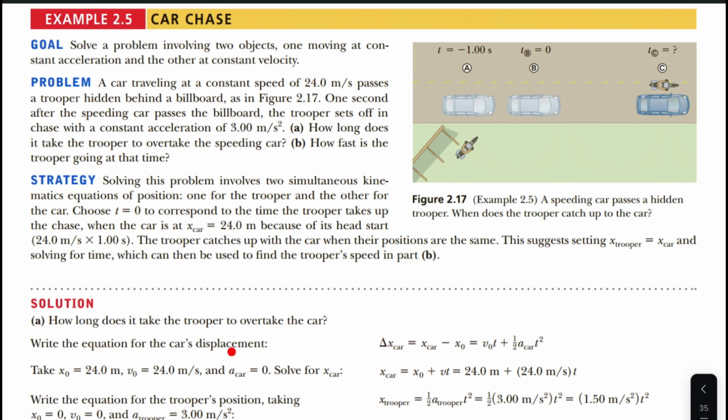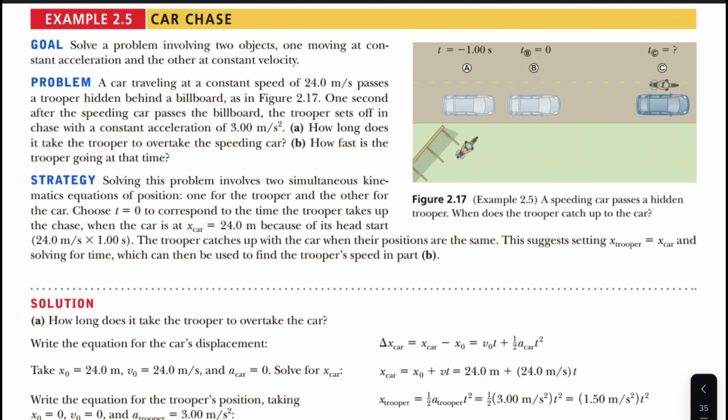So we need to write the car equations for the displacement. The delta X for the car is equivalent to X final of the car minus X initial, equivalent to V naught T plus half AT square. This is for the car. Rearrange the equation, make the X final of the car the subject of this equation. And the initial position of the car is already 24 meter.